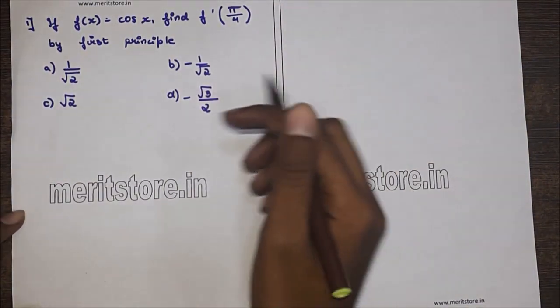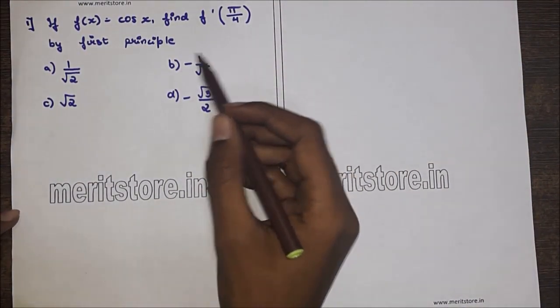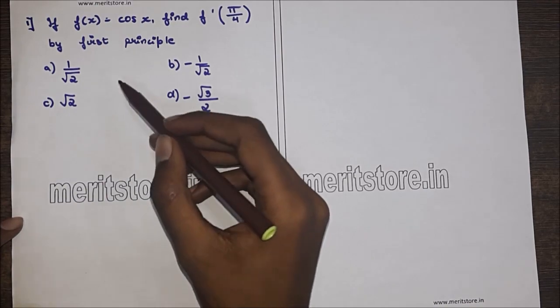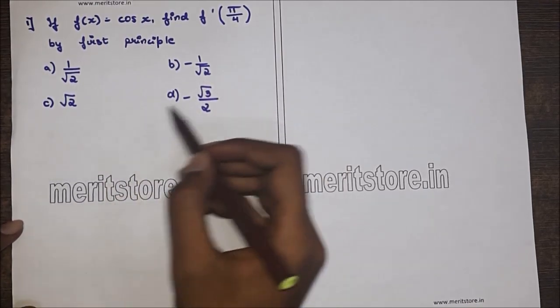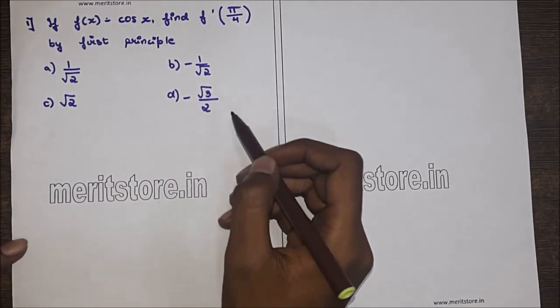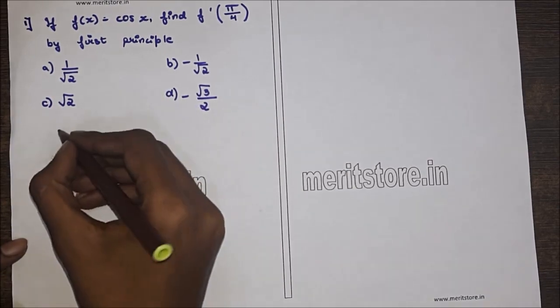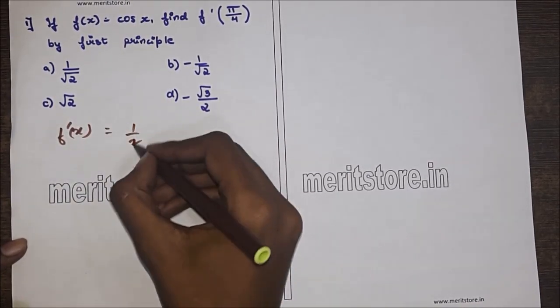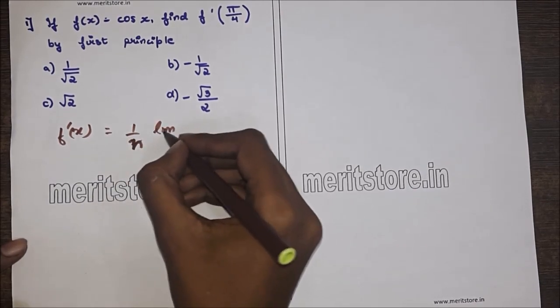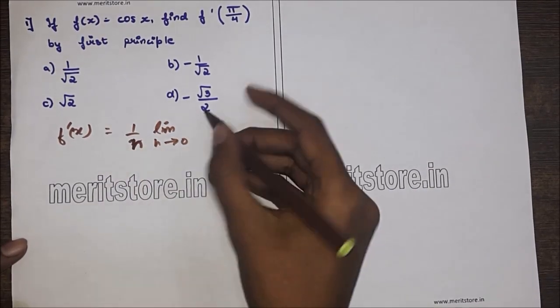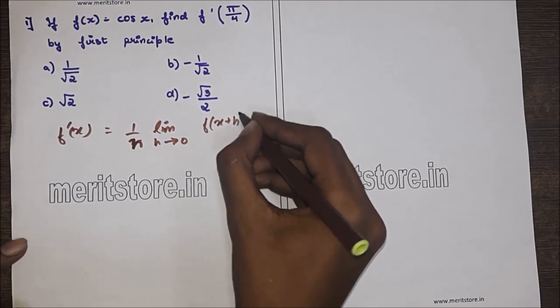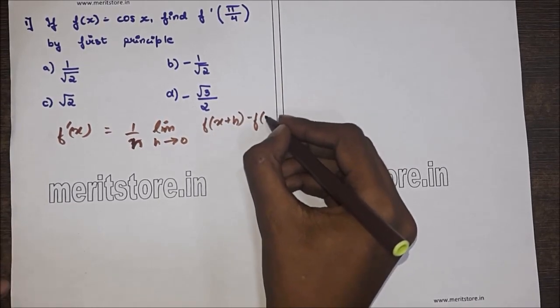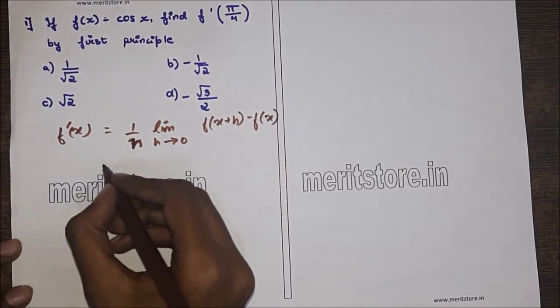If f of x is cos x, find f dash of pi by 4 by first principle. The options are 1 by root 2, minus 1 by root 2, root 2 and minus root 3 by 2. So by first principle, f dash of x is 1 by h, limit h tends to 0, f of x plus h minus f of x. So we substitute the values.